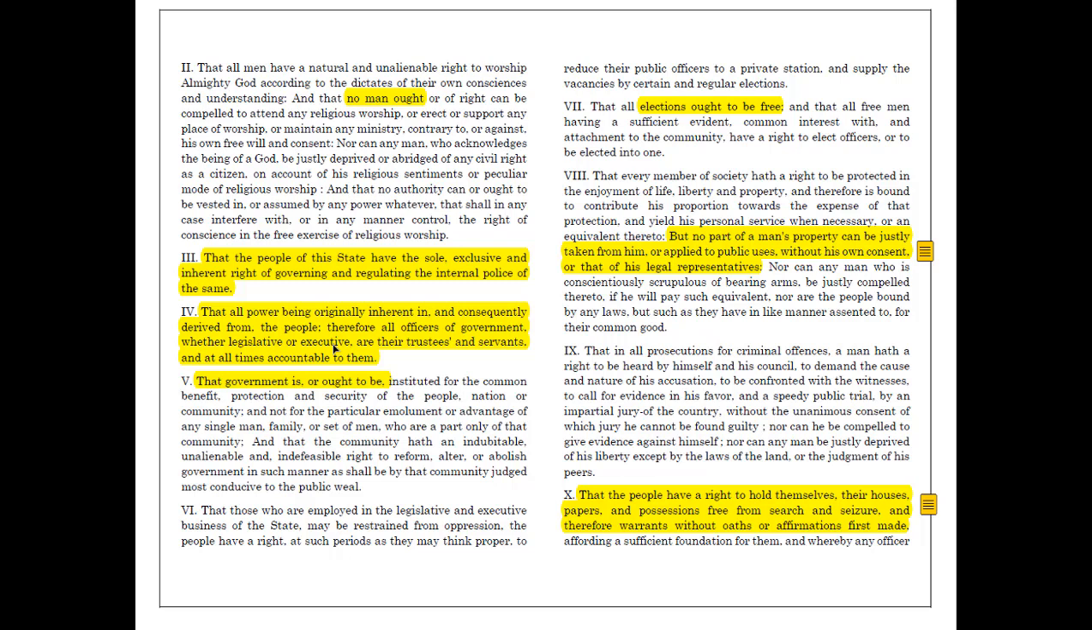Or you could look over in Article 8 at the highlighted passage. But no part of a man's property can be justly taken from him or applied to public uses without his own consent or that of his legal representatives. So if we hang on the key phrase there, can be justly taken from him. Okay, if I concede the point to you that it would not be just if they took it from him in another way, that doesn't quite answer the question, but can they do it even if it is unjust, right?